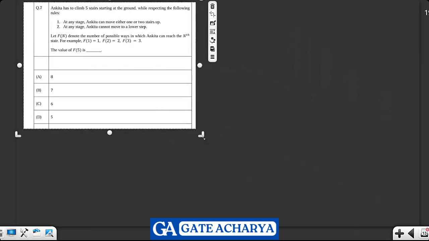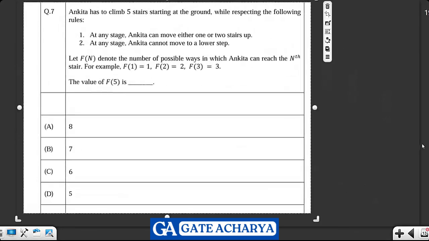Okay, so this is a very logical problem. Let's see. Ankita has to climb 5 stairs starting at the ground while respecting the following rules. At any stage, Ankita can move either 1 or 2 stairs up. At any stage, Ankita cannot move to a lower step. So she can only move up, she cannot come back.